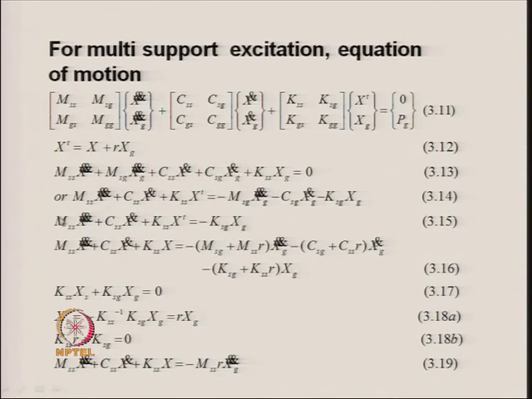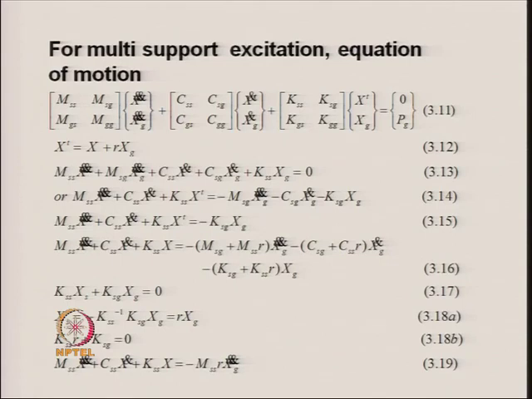Now, if I keep all the total displacement terms on the left hand side, that is associated with the non-support degrees of freedom, then the left hand side of the equation becomes MSS x double dot t plus CSS x dot t plus KSS xt, which is equal to minus MSG into x double dot g minus CSG into x dot g and minus KSG into xg.